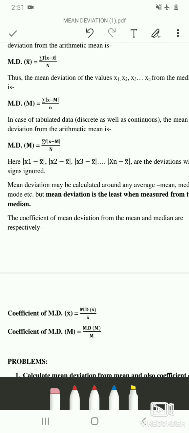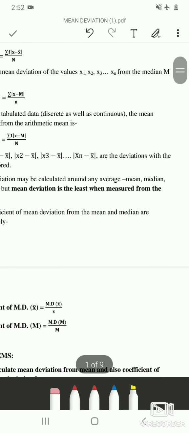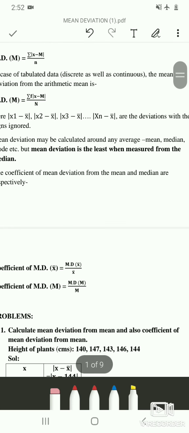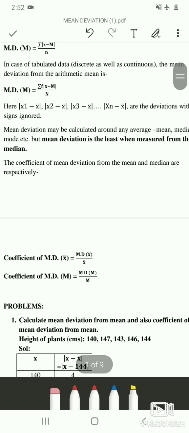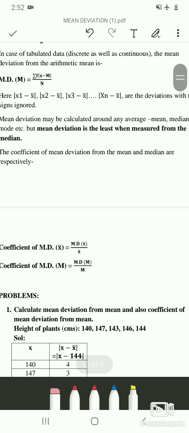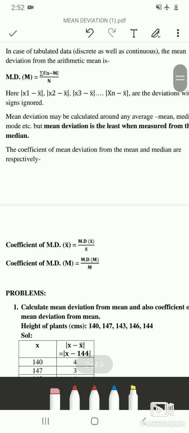So here the modulus of x1 minus x bar, x2 minus x bar, x3 minus x bar up to so on till xn minus x bar are the deviations with the signs ignored. That is, the negative sign has to be ignored whenever you are calculating the values. So mean deviation may be calculated around any average, that is mean, median, mode, etc. But the mean deviation is least when measured from the median, and this is due to the minimal property of median.